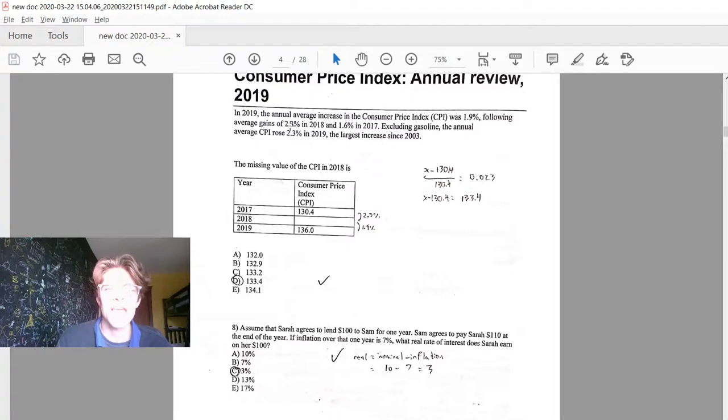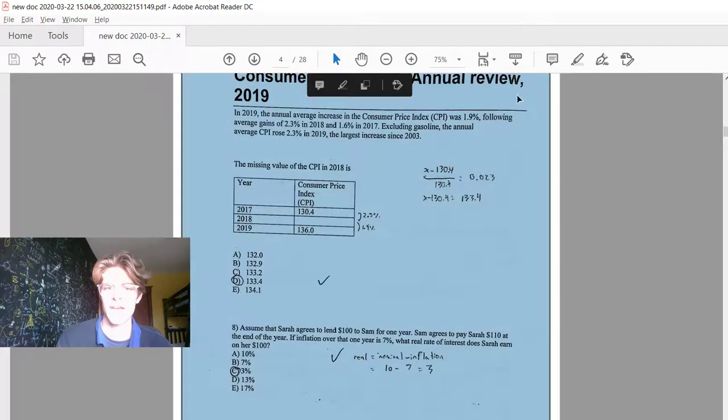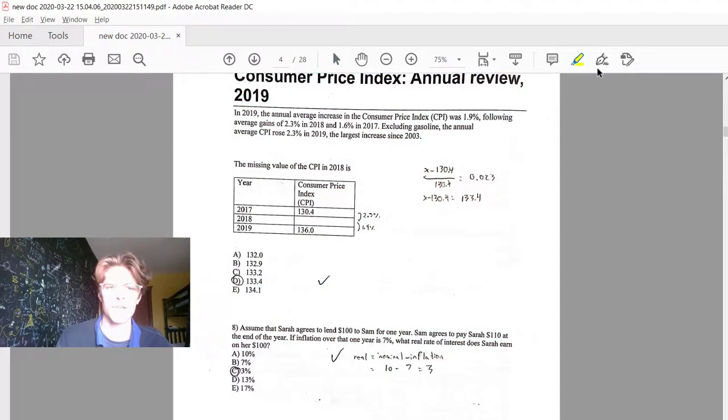It gives us what the average gains were. So it says from 2017 to 2018, there was a gain of 2.3%. So you can plug that in up here. So X would be your new. So this would be X right in here. Yeah, right in there, that's where X is. So that's your new minus your old, which was 130.4, over your old gives you 0.023. So that's what the average gain is.